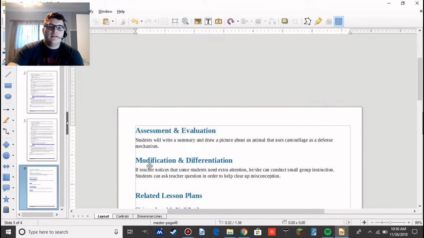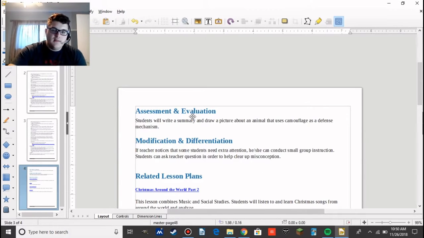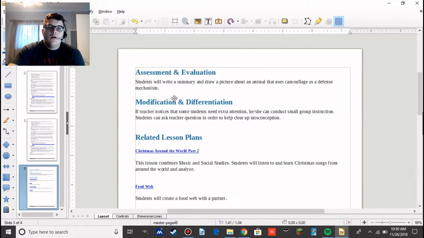Okay, finally, assessment and evaluation. Students will write a summary and draw a picture about modifications and differences. If a teacher should notice that some students need extra attention, she can conduct small group instruction. Students can ask the teacher questions in order to help clear up misconceptions.